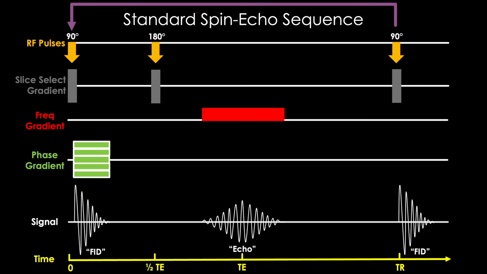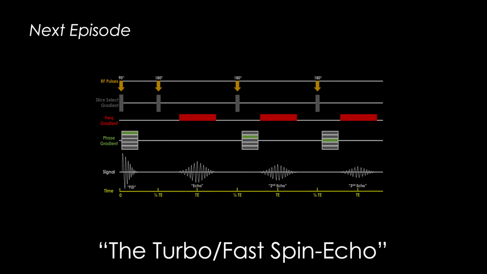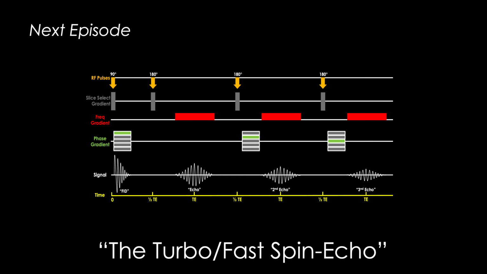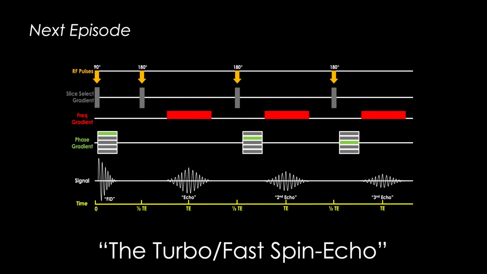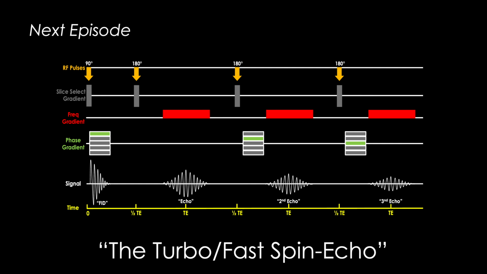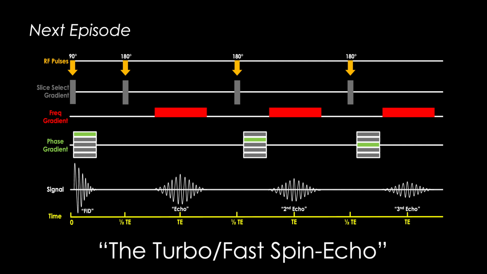Are we limited to this free induction decay, echo, free induction decay, echo pattern defining our spin echo sequence? On the next episode of MRI Physics Explained, we're going to build off the foundation we laid in this lecture and see if we can further improve the spin echo pulse sequence to decrease imaging time and keep our hospital CEOs in their private jets.